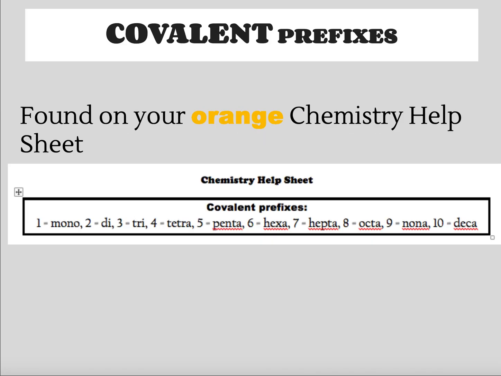Let's look at, first, the prefixes. The orange chemistry help sheet, for those of you that are in the building, you should have gotten these last week. If you are online only, you will need to print one of these off unless you were one of the online kids that came in during that first week to get it. But you will be given these prefixes. You don't have to memorize them.